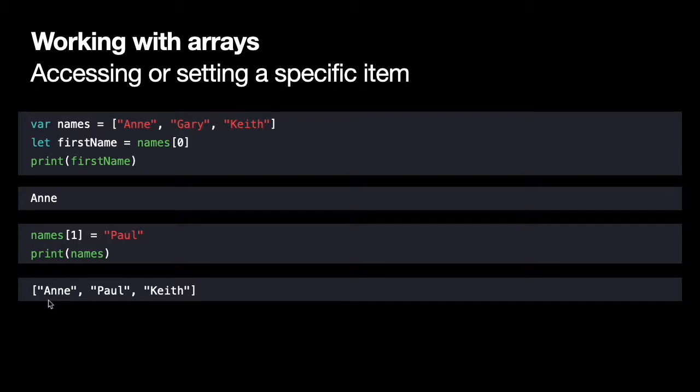And you can see that the array is now Anne, Paul, Keith. So the second element, which is indexed at 1, was replaced. It used to be Gary, and it is now Paul. The more precise term for this syntax is subscripting syntax.